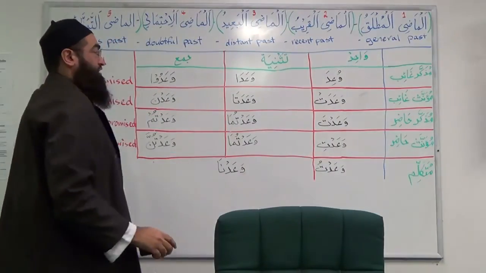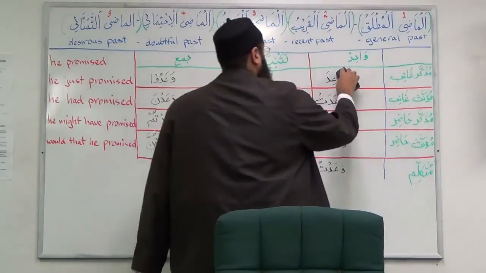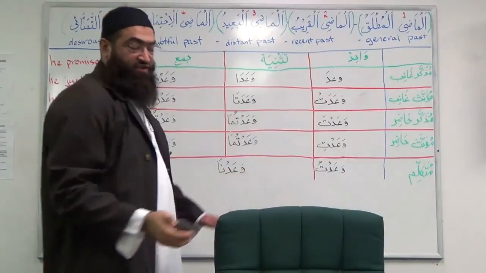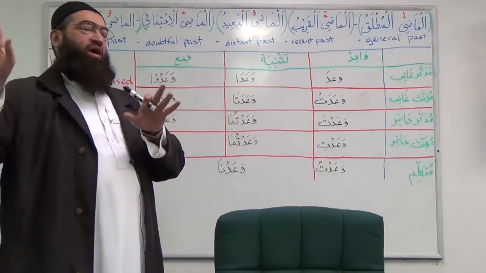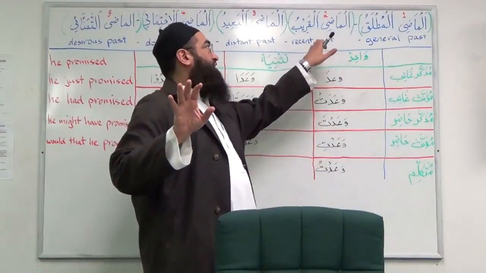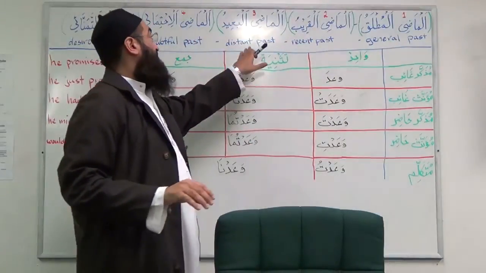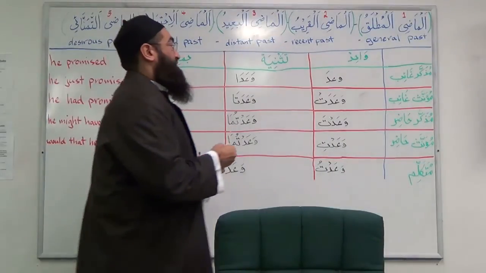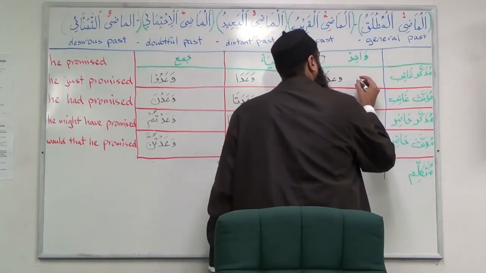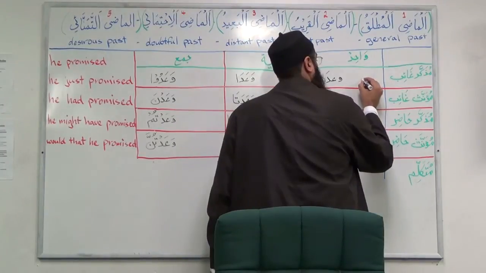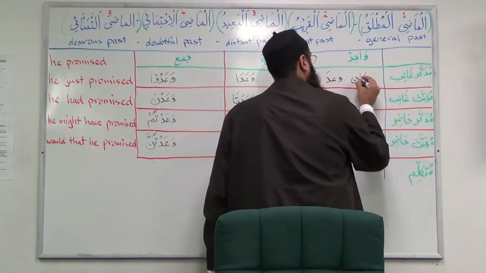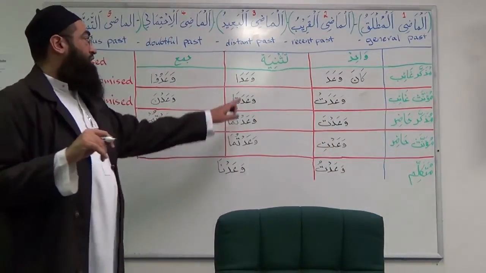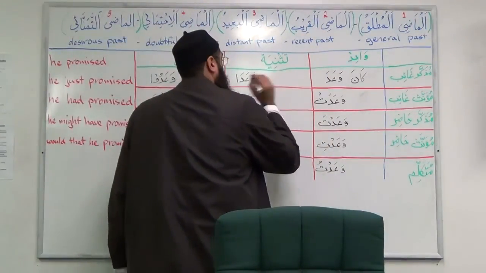We mentioned it last week. So, Madi Qareeb means recent past. These are all past tenses, something that's happened in the past. So, Madi Qareeb means recently it just happened. Madi Ba'id means it happened in the past, some time ago. It's distant. So, you put Kana. He promised long time ago. Kana wa'ada, they promised long time ago.